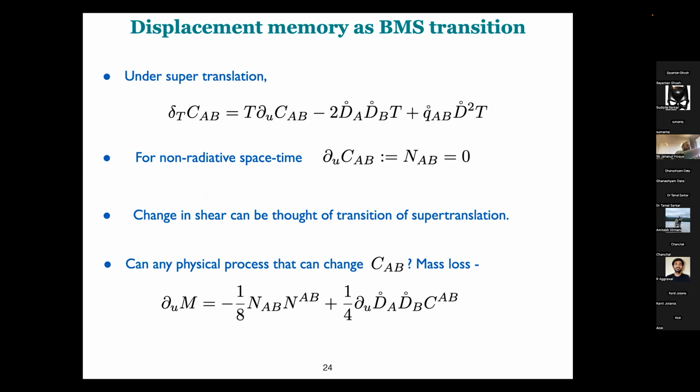So in Minkowski space-time also, there is some transition of the CAB. If I put, say, a non-radiative space-time, that means my derivative of the CAB is 0, there is no news. But this CAB can be generated by the supertranslation T. That is the non-trivial thing. You can use this freedom of T to put CAB to some value at some initial time, but you cannot put CAB to be vanishing at both initial and final times.